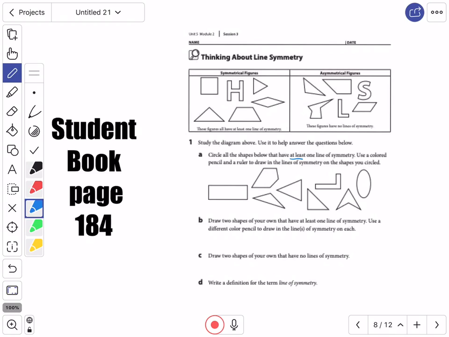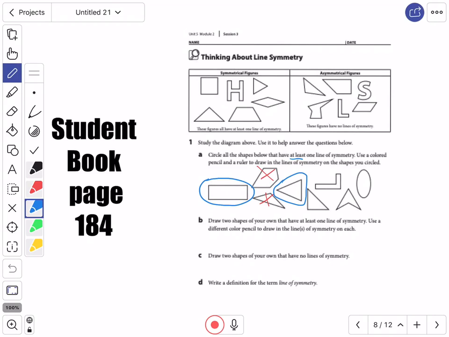All right, thinking about line symmetry. So we've talked about the top pictures. So now we're on number 1. Study the diagram above and use it to help you answer the questions below. A, circle all the shapes below that have at least one line of symmetry. Use a colored pencil and a ruler to draw the line of symmetry on the shapes that you circled. If you have a colored pencil and a ruler, you can do that. If you don't, it's not the end of the world, right?